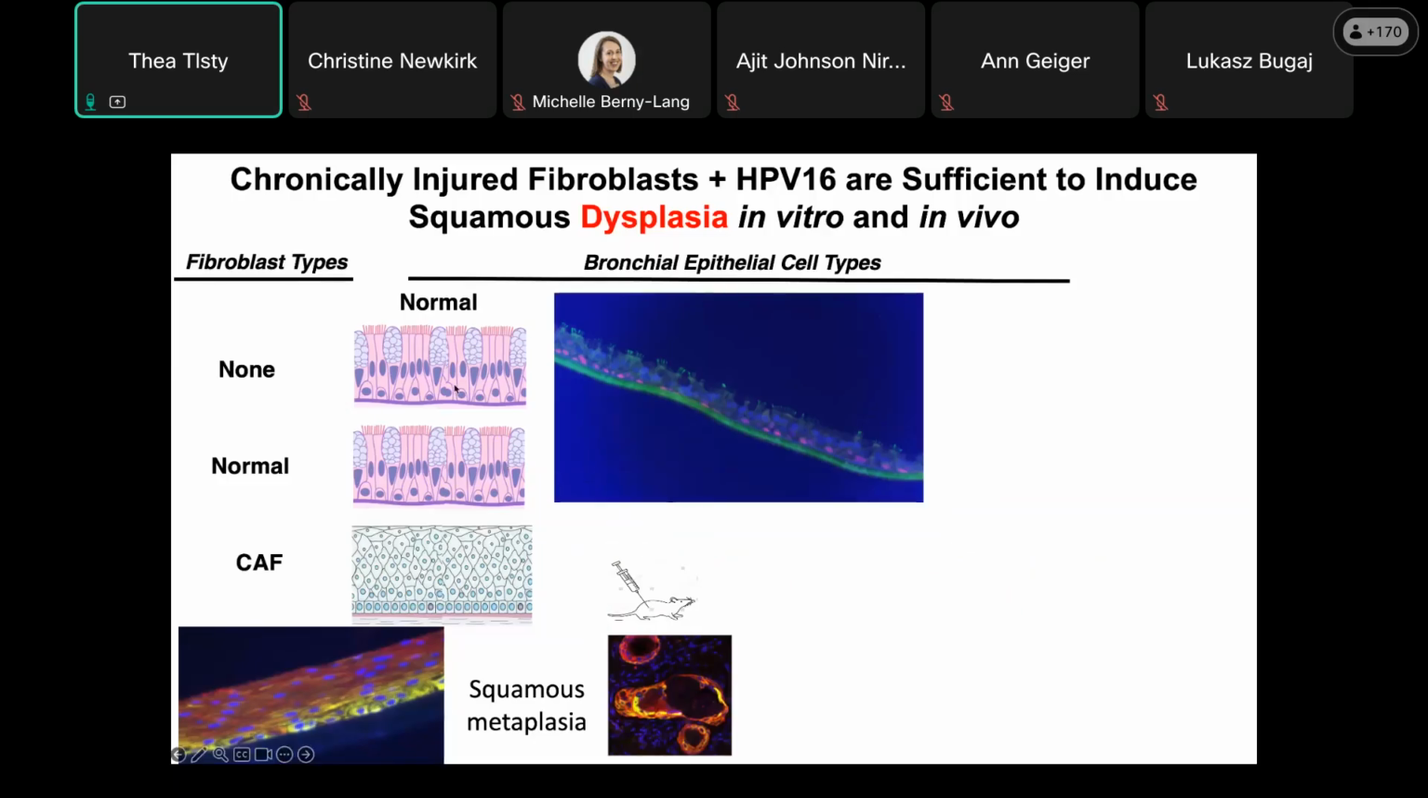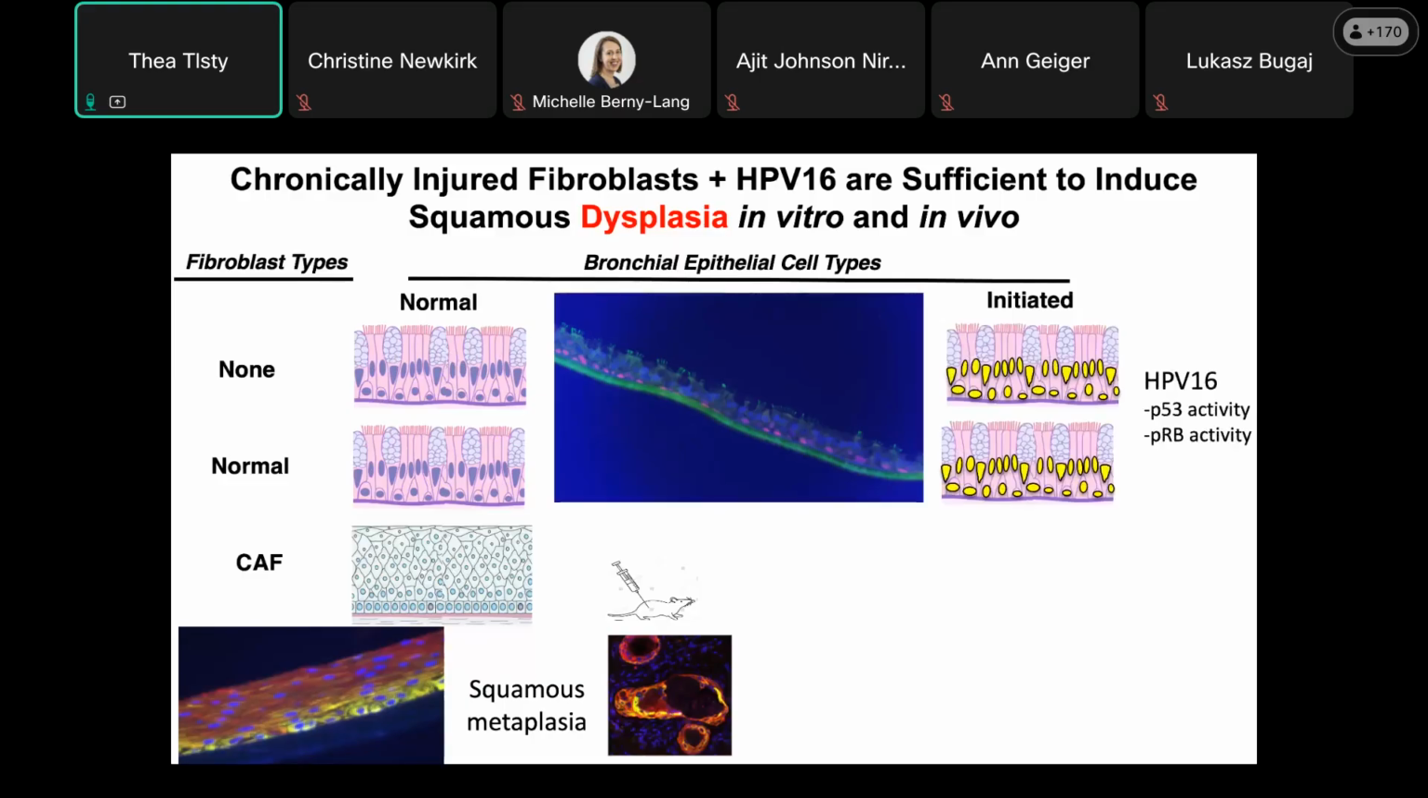This cartoon makes an important point. Here are the bronchial airway cells grown either alone or with the normal fibroblasts. You can see this functional structure that I described to you. When you co-culture them with CAFs, you see the induction of squamous metaplasia, both in vitro and in vivo. What we then did is we took those epithelial cells and we expressed HPV-16, which ablates P53 and PRB activity, two important tumor suppressors. This first surprise was that these cells looked exactly like these.